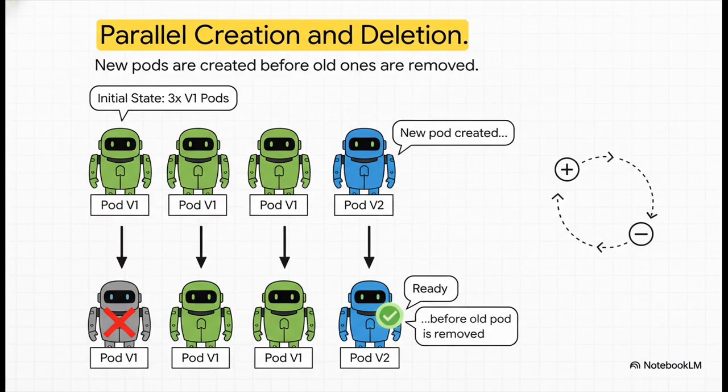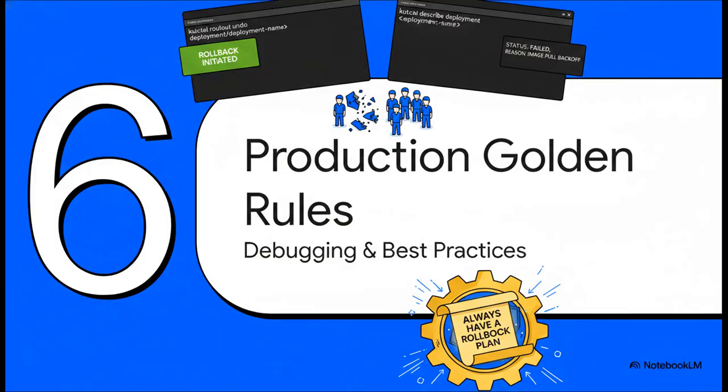During what's called a rolling update, Kubernetes will first spin up a new pod with your new code. It waits for that pod to be completely ready and healthy. Only then does it terminate one of the old pods. Then it does it again. A new one comes up and an old one goes down. It does this one by one, ensuring there are always healthy pods available to serve traffic. No downtime. All right, let's wrap this up with some production golden rules, a little debugging, and some best practices.